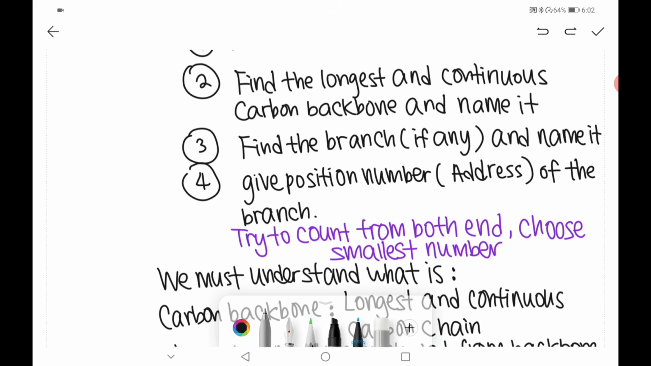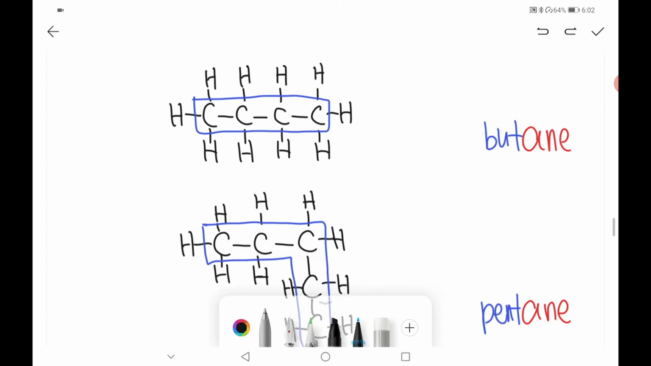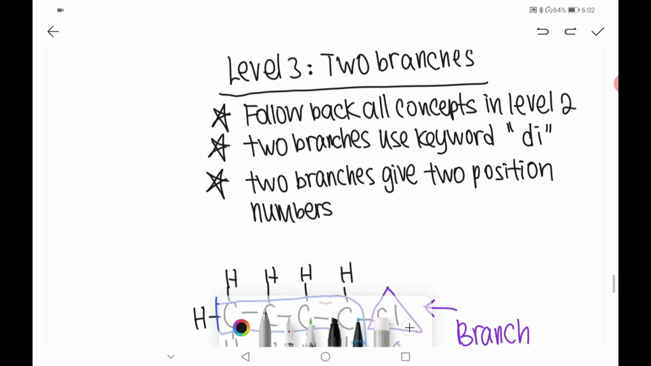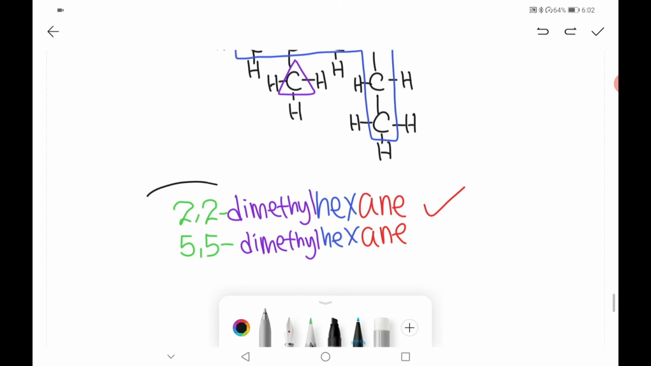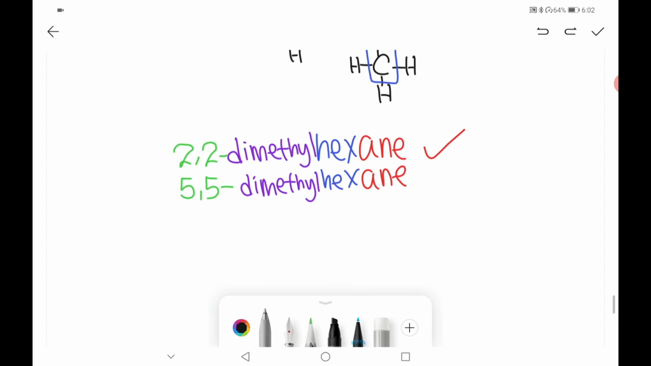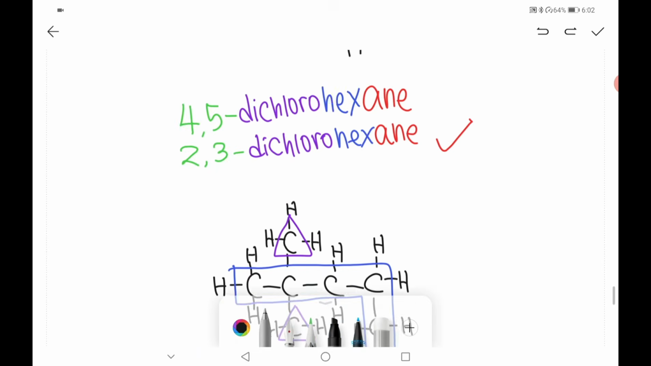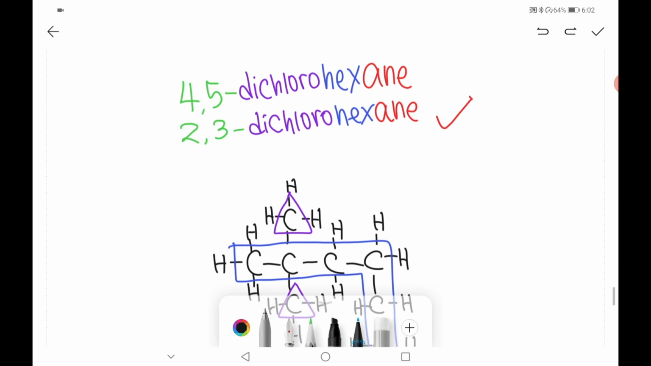Remember, if you have 1 branch, you need to give 1 number. If you have 2 branches, you need to give 2 numbers. This is a very important concept that you must follow. With that being said, this is everything that you need to learn for today's lesson.